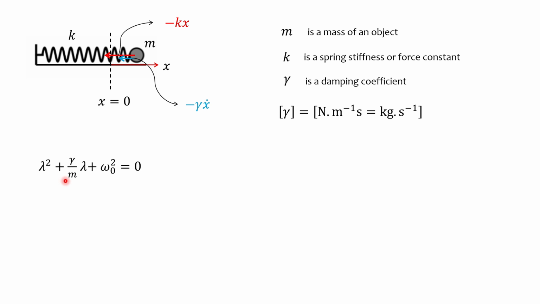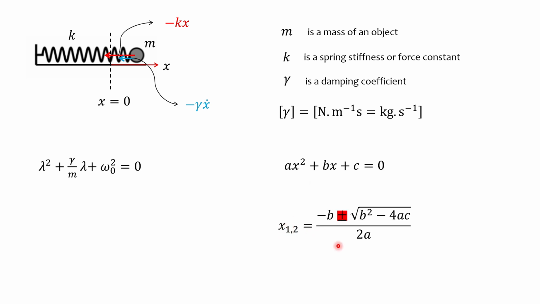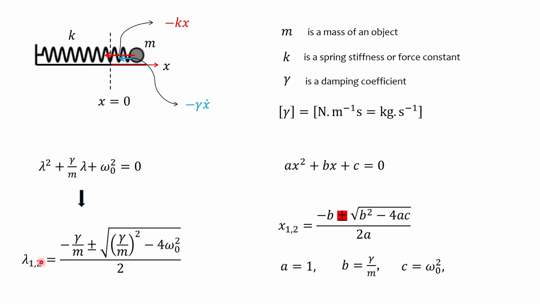The roots are easily found because this is a second-order polynomial equation of this type. Its roots can be found using the quadratic formula. It has two roots, one with a plus sign and the other with a minus sign. And in our case, if we compare the equation, a is equal to 1, b is equal to gamma over m, and c is equal to omega 0 squared. So we can immediately write down two solutions for lambda, one with a plus sign and one with a negative sign here.